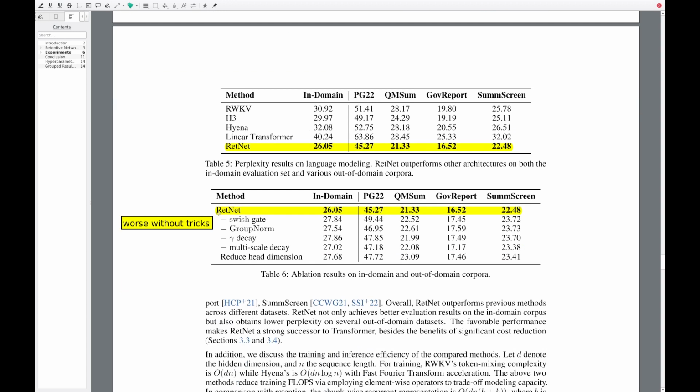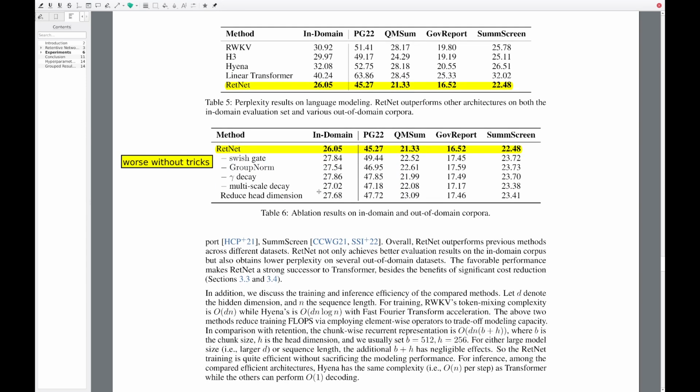Another thing they measure is, they say if you remove the swish gating, remove the group normalization, remove the weight decay, the gamma decay, and only used one scale for gamma, all those changes would make it worse. So they say there that if you use all these tricks, it does better up here, and for every one you remove, it does worse.